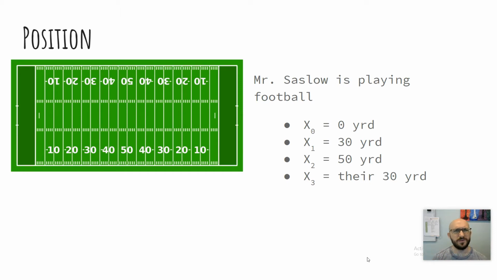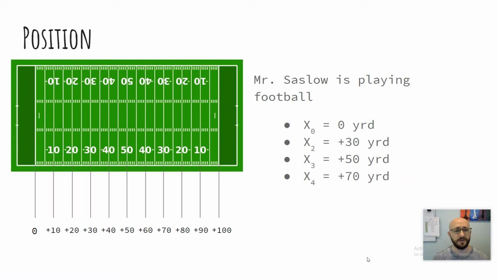Okay, that's confusing. That's weird from a mathematical standpoint, from a physics standpoint. So we might instead call it this. We might call where I start 0, and then everything else is positive. So I go from the 0-yard line to the positive 30-yard line to the positive 50 to the positive 70-yard line. Okay, that could also work.